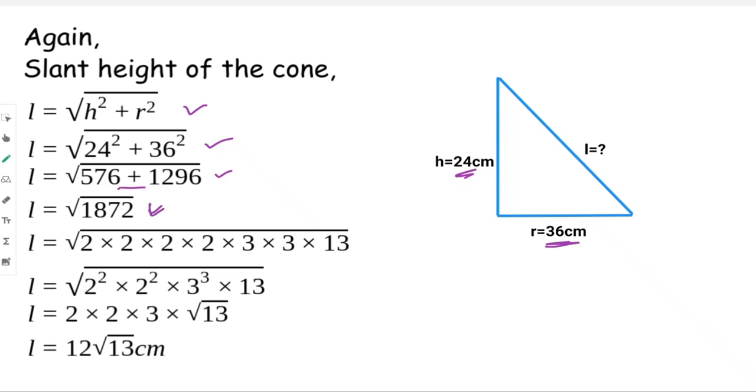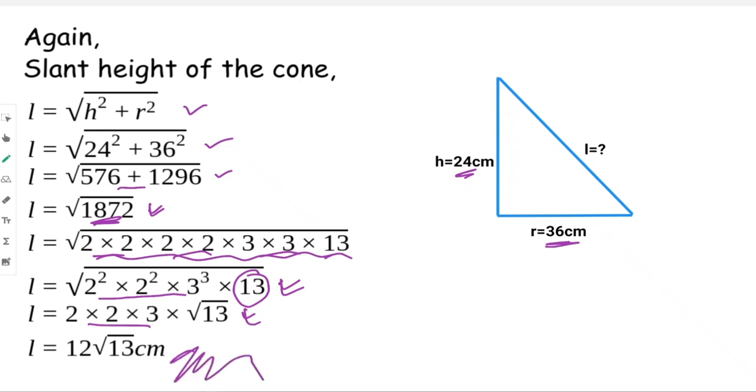Right, next step, just find all the factors of this 1872, which we're going to get 2 into 2 into 2 into 2 into 3 into 3 into 13, right? So now we'll group them in terms of pairs. So 2 square, 2 square, 3 square, and 13. You can already see here, which means this 3 will come out, right? So 2 into 2 into 3, and then because this 13 has no pair, it will still be under root. Then if you multiply this 3 to the 4, 4 to the 12, and that's how we'll get the slant height of the cone to be 12 root 13 centimeters.